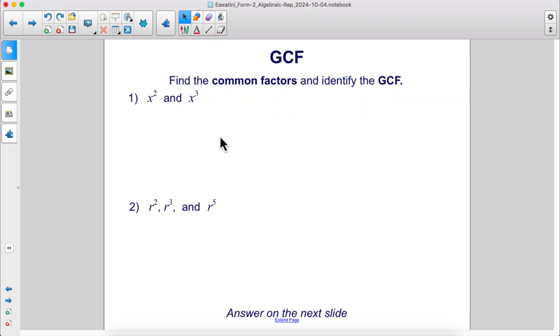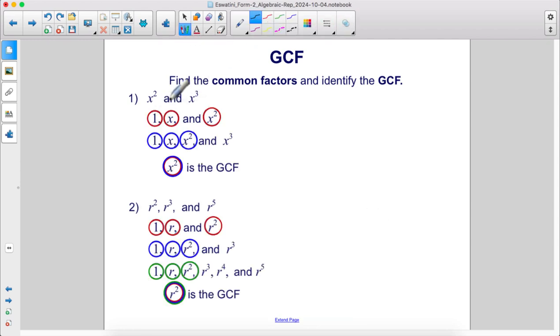Find the common factors and identify the greatest common factor of x squared and x cubed, and r squared, r cubed, and r to the 5th power. Alright, so for x squared we have 1, x, and x squared. For x cubed we have 1, x, x squared, and x cubed. So in circles we see the common factors here, here, and here. Therefore this is the largest one, x squared.